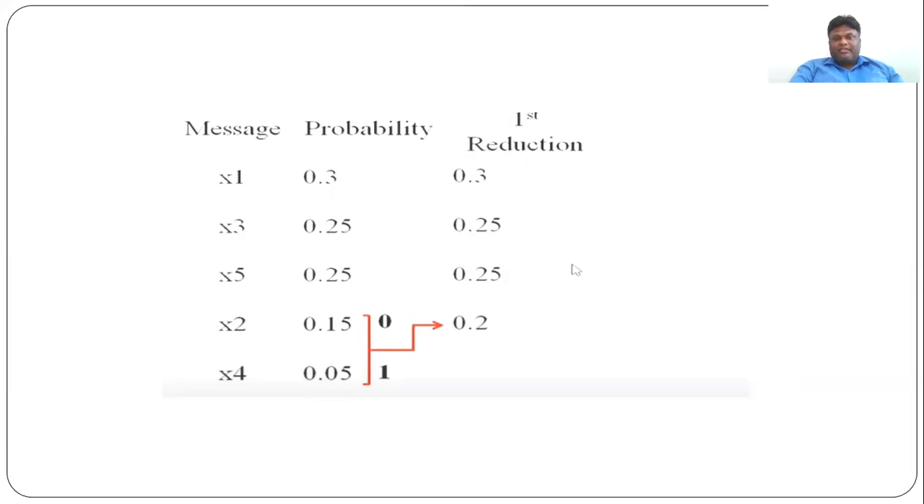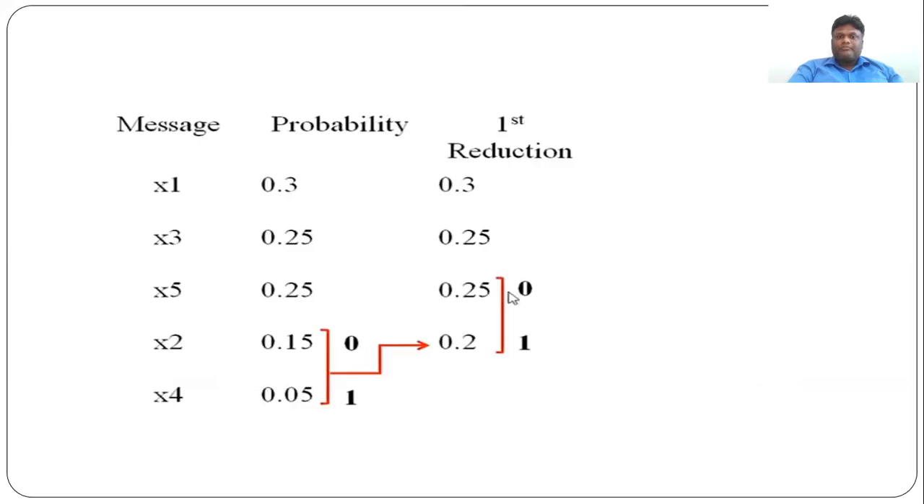Then you have to check whether all the numbers are in descending order. So the first probability is 0.3, then comes 0.25, then 0.25, then 0.2. So everything is correct. So you can proceed to the next step. So what will be the next step? You have to repeat this again. So the lowest two probabilities are 0.25 and 0.2. So you have to group this, add it, and assign 0 and 1.